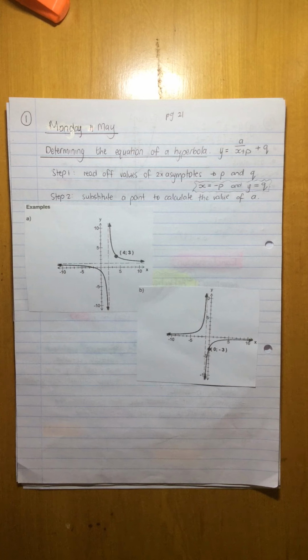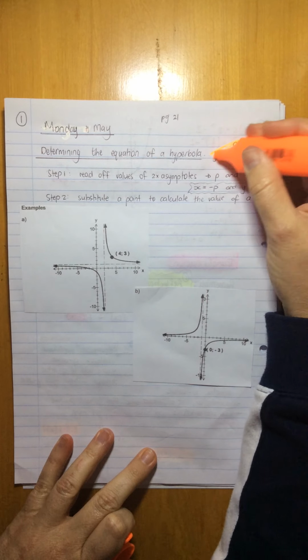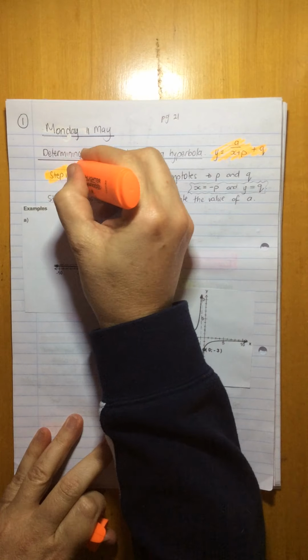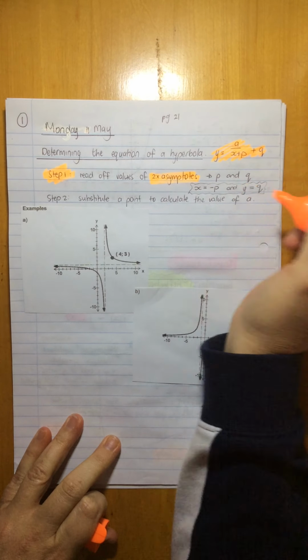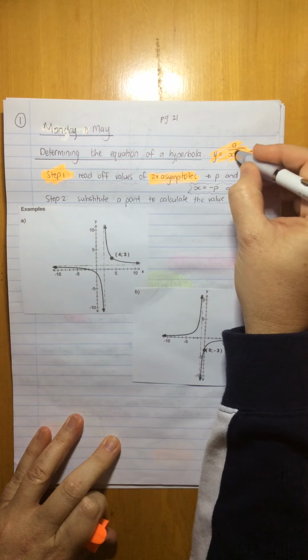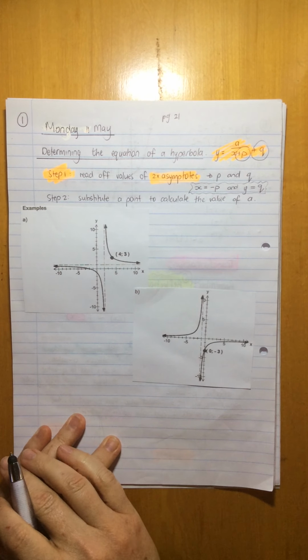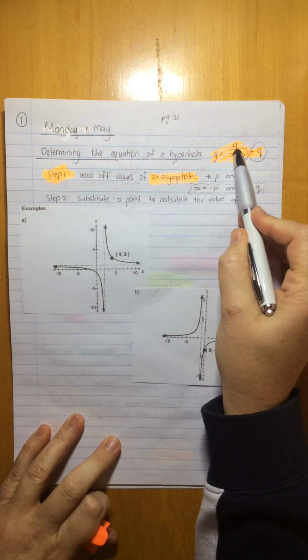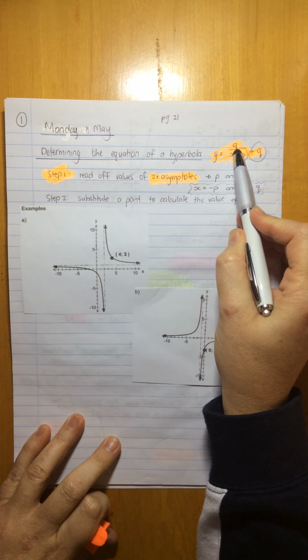Well, first of all, you need to be able to find the difference, or what is a hyperbola, what's an exponential graph. If we start with the hyperbola, you first need to know what is the formula. And the formula of a hyperbola is y is equal to a over x plus p plus q. What do I start with? Step 1, I'm going to read off the two asymptotes, which means I'm going to determine the value of p and q.